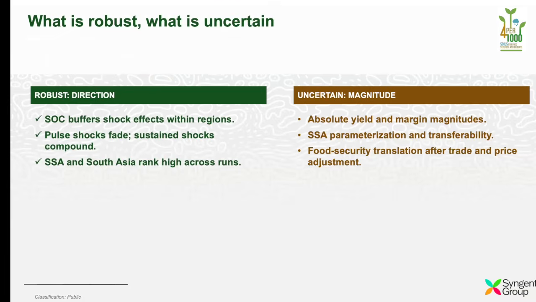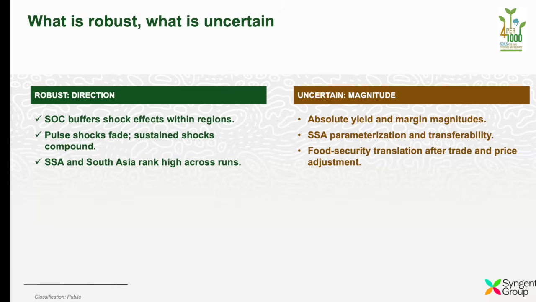So this model has a lot of assumptions and parameters in it. So I think what's most robust in here is the direction of the impact. So soil organic carbon buffers shock effects within regions. Pulse shocks fade over time, but sustained shocks compound. And sub-Saharan Africa and South Asia are clearly most susceptible to this supply shock.